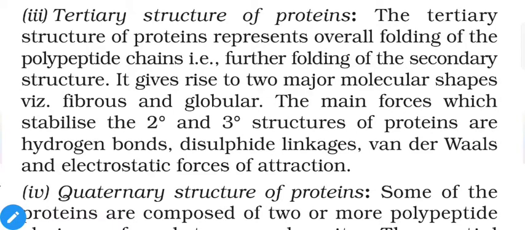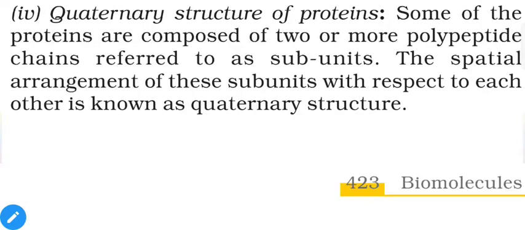Now next is the quaternary structure of protein. Some proteins are composed of two or more polypeptide chains referred to as subunits. The spatial arrangement of these subunits with respect to each other is known as quaternary structure. That means, suppose you have the tertiary structure of a protein, that means a very coiled structure, and when we mix two or more different tertiary proteins with each other in a specific order or arrangement, then you will get quaternary structure.